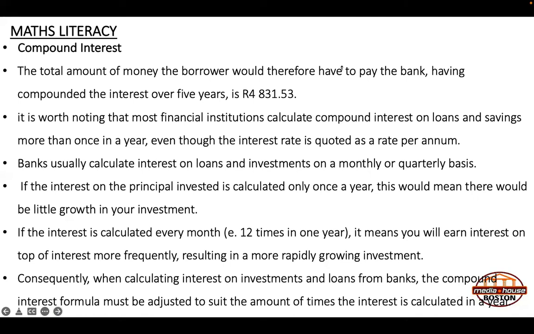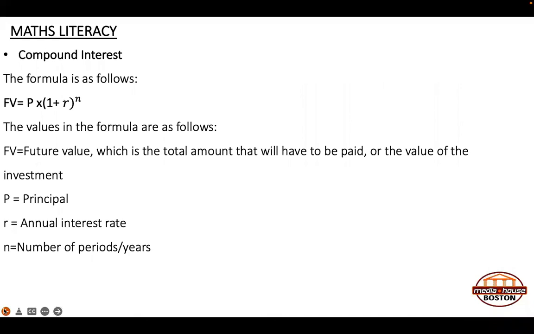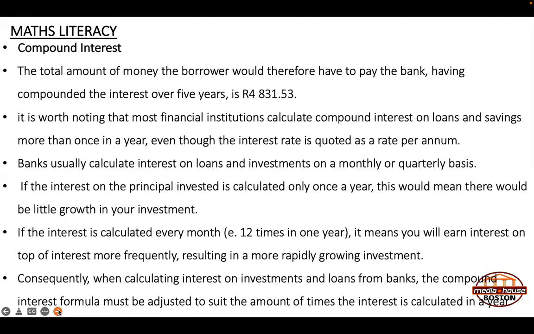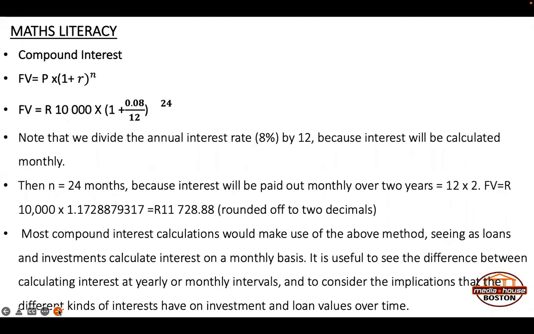Consequently, when calculating interest on investments and loans from the bank, the compound interest formula must be adjusted to suit the number of times the interest is calculated in a year. So yes, we need to see how many times it's calculated. So we will go here and we will change the number of periods, for example. Okay. Questions? Comments?